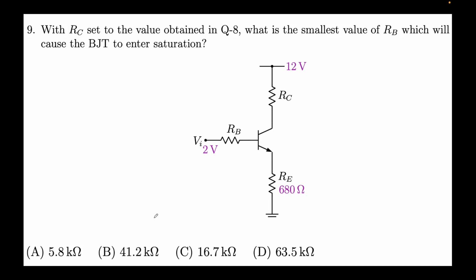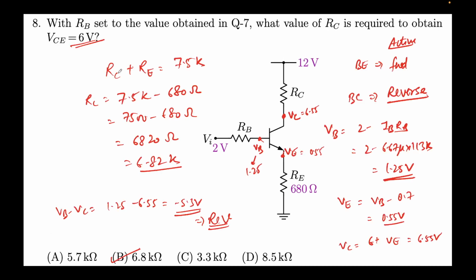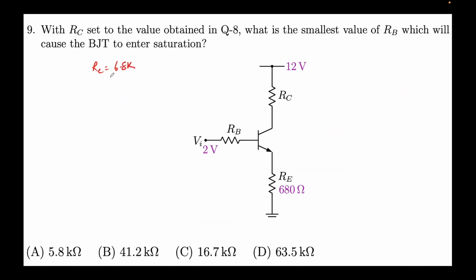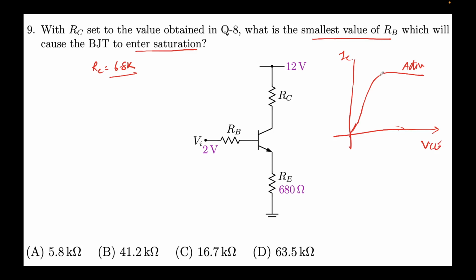Now, the next question asks, with RC set to the value obtained in Q8, so we obtained RC as 6.8K, right? So now with RC 6.8K, what is the smallest value of RB which will cause the BJT to enter into saturation? If you remember the curves from earlier, the curve looks something like this. So this is active, this is IC, this is VCE, and this is what we called VCE saturation. So right now we are operating here.